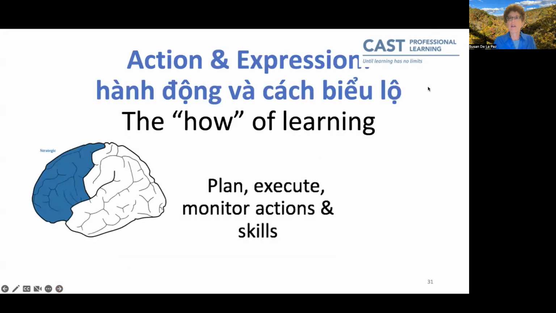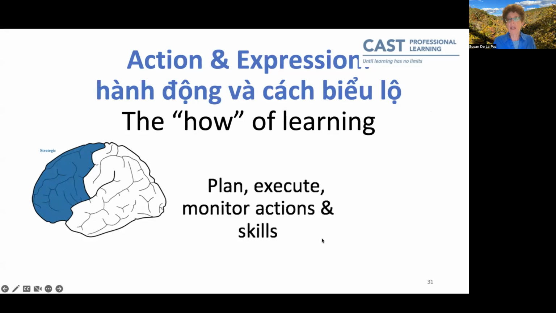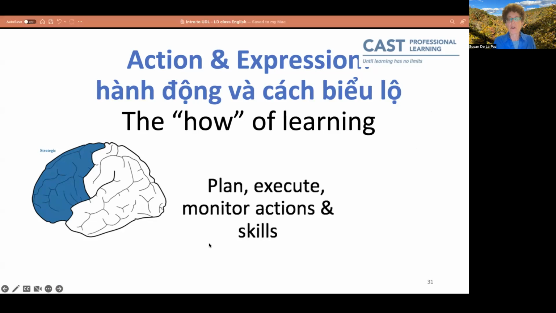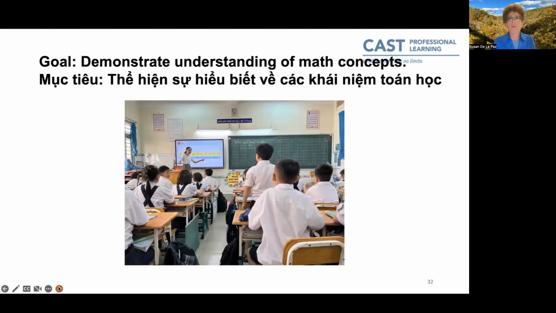Okay, action and expression, that's the third principle, which is all about planning, executing, and monitoring your actions and skills. It's strategic. It's how you show how you learned. So how do students show how they learned? Well, in one classroom, and I've got a picture here, maybe the goal was to demonstrate understanding of math concepts. The picture has a boy standing and explaining his answer.